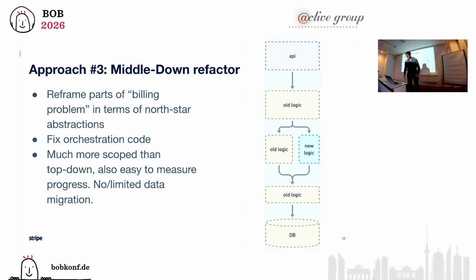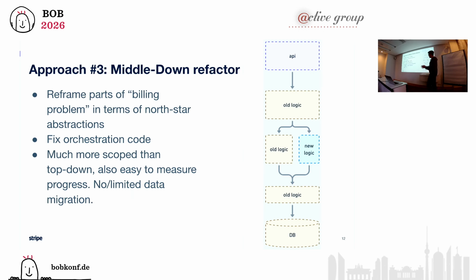So then comes approach number three, which we call the middle-down refactor. I'm running out of names, maybe. The idea is, we know what abstractions we want, so why don't we pick a part of the billing problem? Not the entire API, just a part. What we picked was what we call the billing engine: the part responsible, given pricing information and a service period, for figuring out what we need to bill this customer right now. So it's basically a pure computation that we carved out.